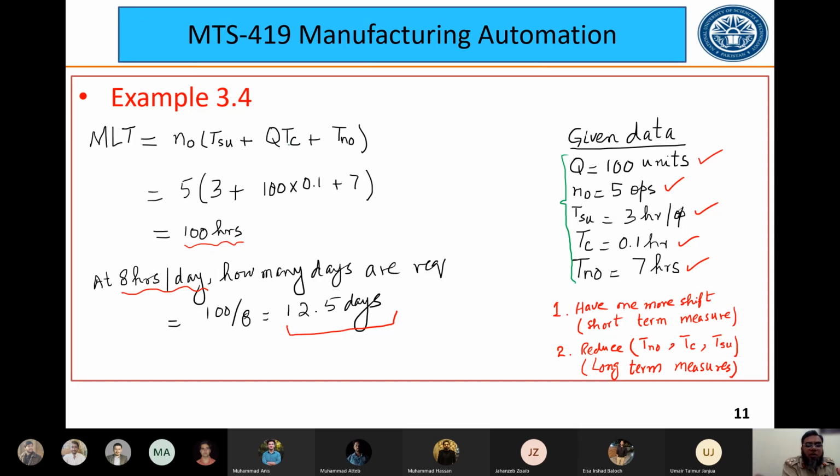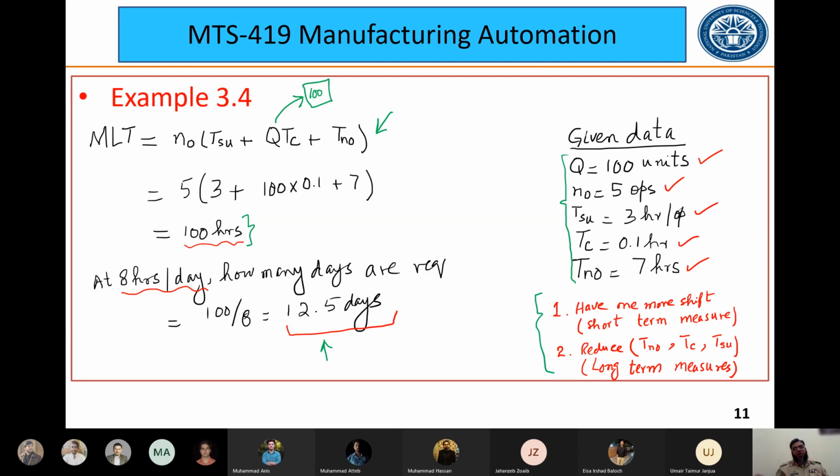So MLT would be found out by using this equation. We have already talked about this equation. So actually 100 hours would be taken to make a batch of 100. Okay. So if we are working for 8 hours a day, so 12.5 days would be required to manufacture 100 quantity of the product which we have made. Okay? Now, please look at these 2 points written here.